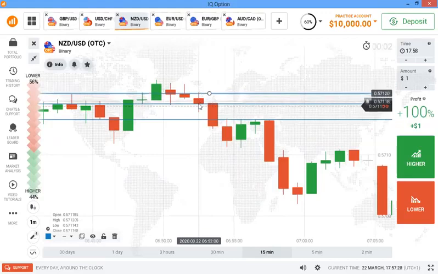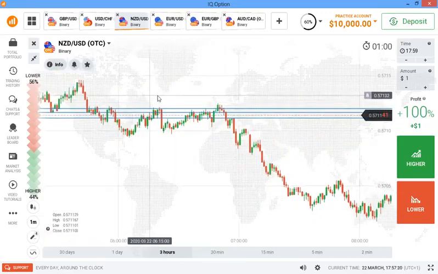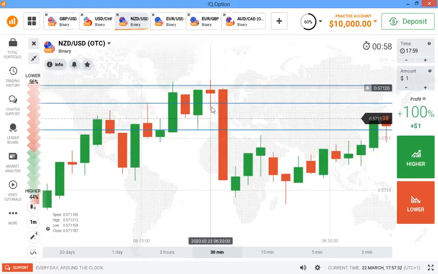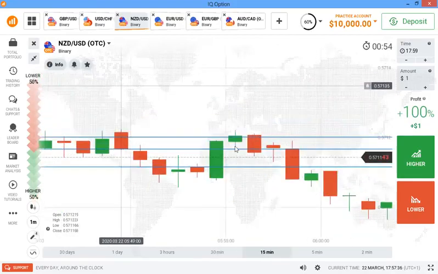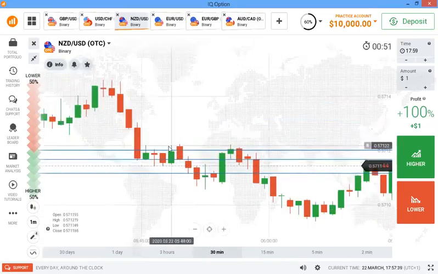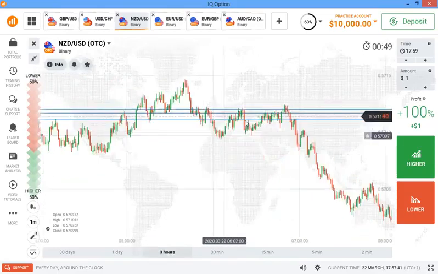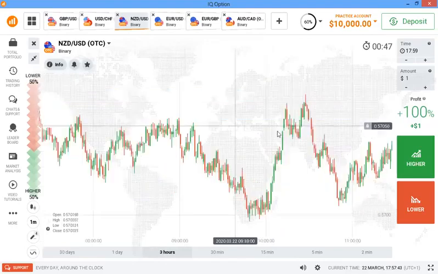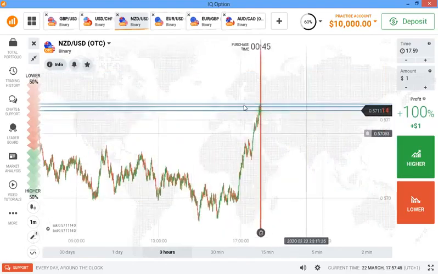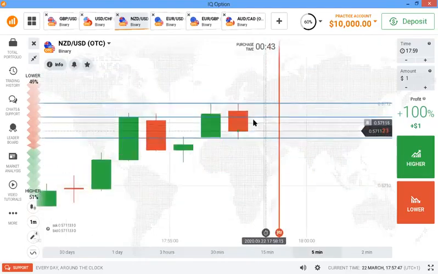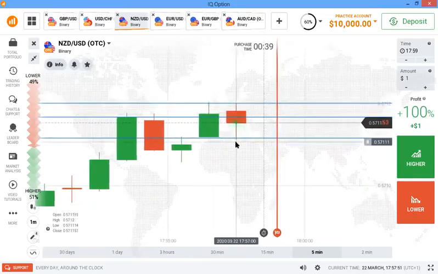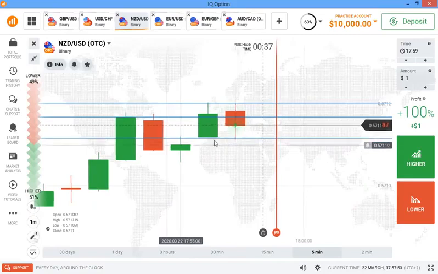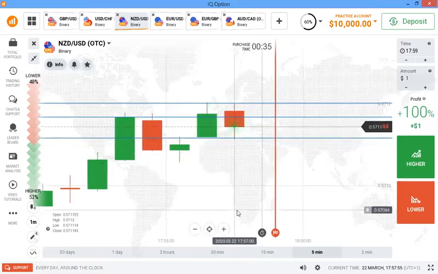I can see rejection here, and the market reverses. You can see a rejection and then a reverse. You can see rejection and the market reverse. So this is a strong level, and on the next level, let's see what the market is doing. You can see it got rejection on that same level and then it reversed. So that is how you need to trap the OTC market.